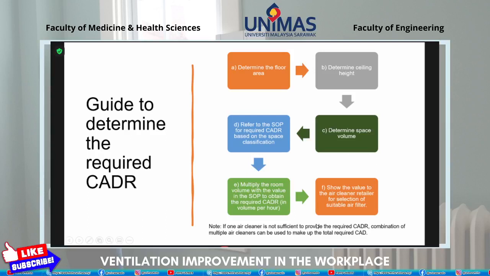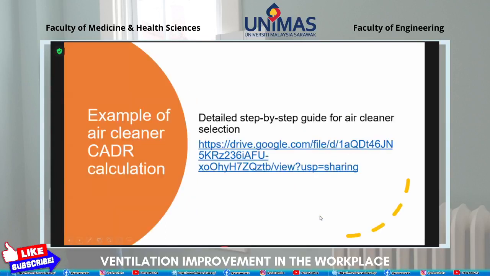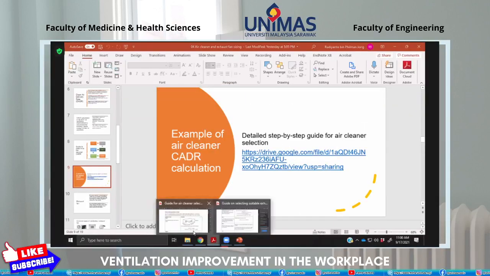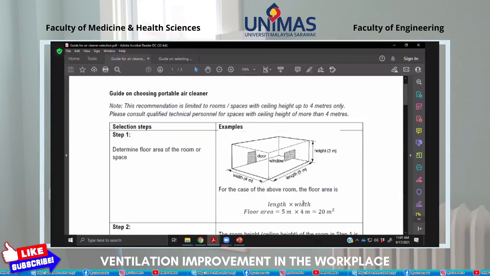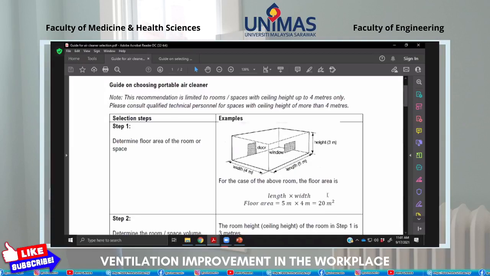Okay, let us look into how we really calculate this. You can download the guide from this link. Okay, let us look into it from the guide. So first step, we determine the floor area of the room. Let's say, for example, we have a room or a space with a width of 4 meters and a length of 5 meters. So the floor area is 20 square meters. So it is easily calculated.